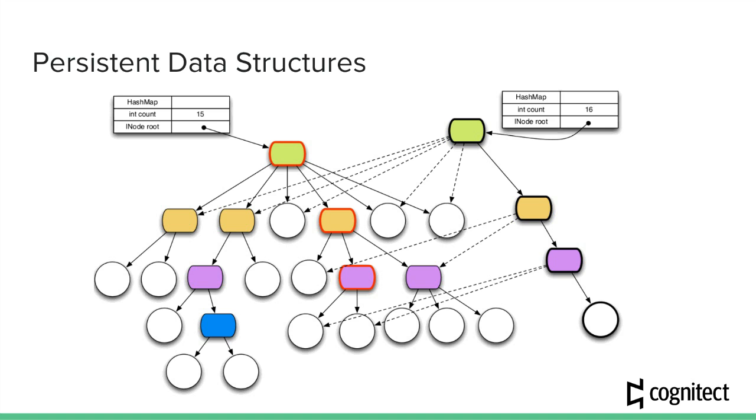So here's a hash map. It has 15 elements in it. Pretend that I want to add 1 more element into it. I add a new element into it, and then those elements reference the existing parts of the tree. So that's roughly how graphically you can think about these persistent data structures. And let's talk about some of their characteristics.